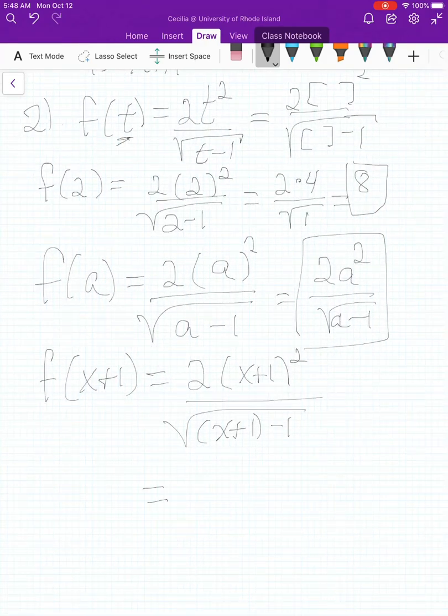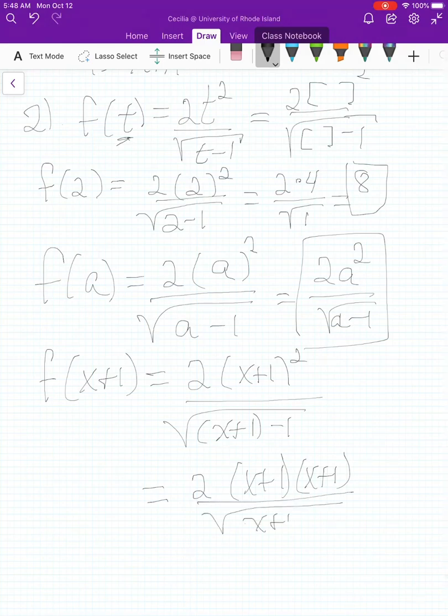Okay, so now we just work out the algebra. This is 2 times, and we're going to square this. So it's going to be x plus 1 times x plus 1 over, and in the denominator we have x plus 1 minus 1. So 2 times, let's FOIL this out. We need to put parentheses because it's 2 times whatever this is, x squared plus x plus x plus 1 all over the square root of x.